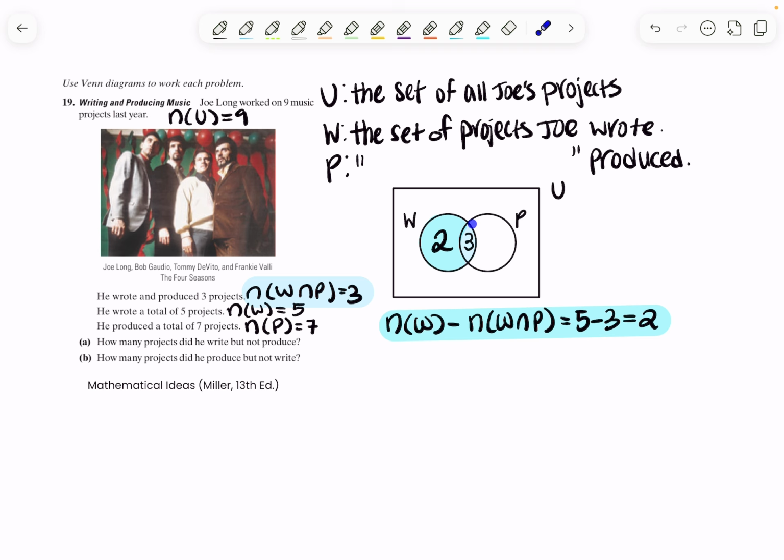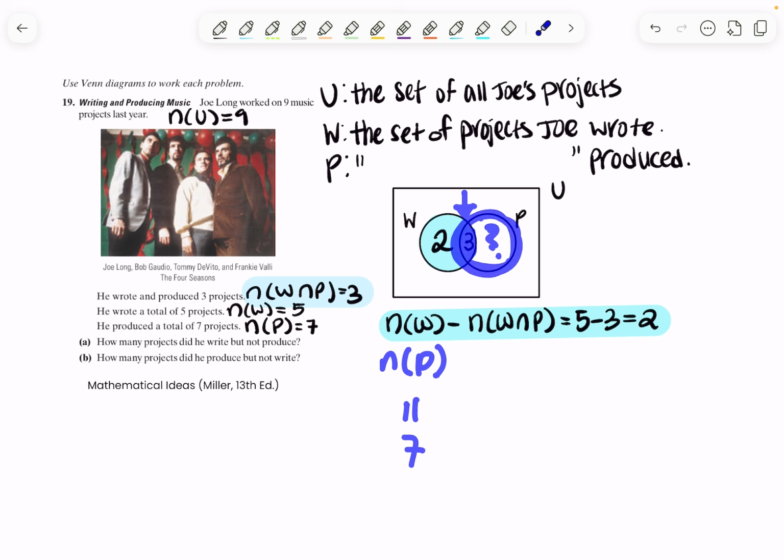Next, let's find the cardinal number for this region. So it's the same strategy. You're trying to find something in set P. So go here. Do they tell you anything about set P? Well, they tell you that the number of elements or the number of projects in set P, so this P circle, is supposed to be 7. So in total, there's supposed to be 7 projects in here, which include these 3 projects. So if I know that the total number of projects in set P is 7, but I want this part, and I have this part, then I just have to subtract this part to get the missing part.